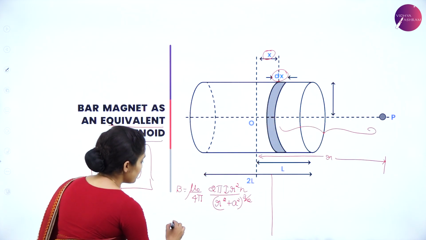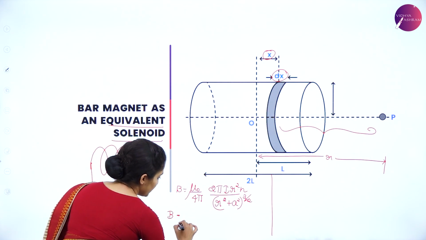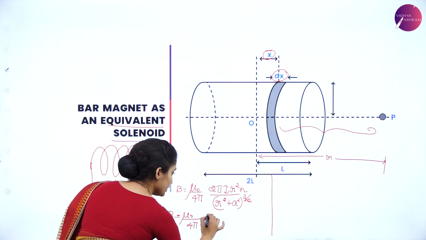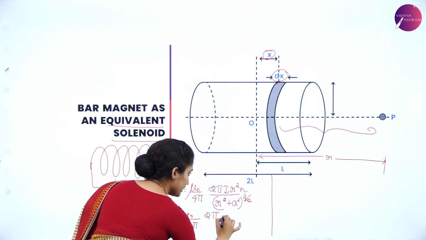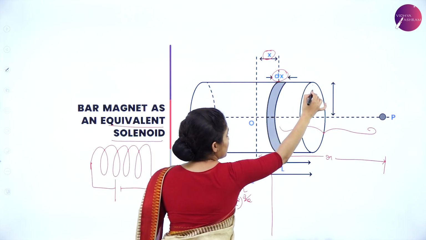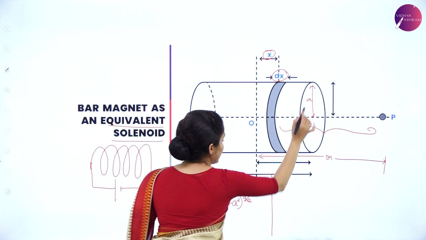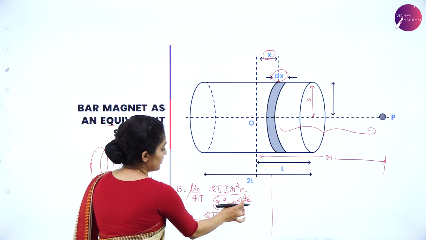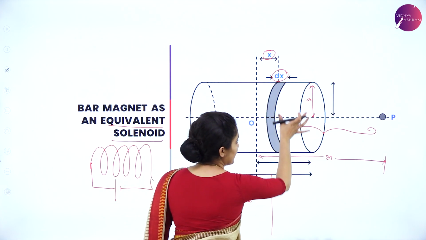So we have B is equal to nu naught by 4 pi, 2 pi I r square, where the radius, from here to here, turns out to be a. So I can write this as a square divided by r square plus a square, where r is r minus x.